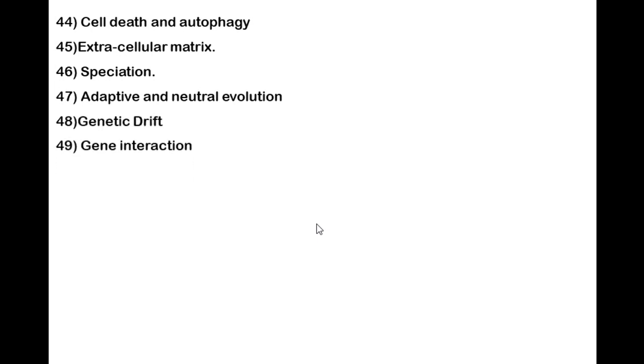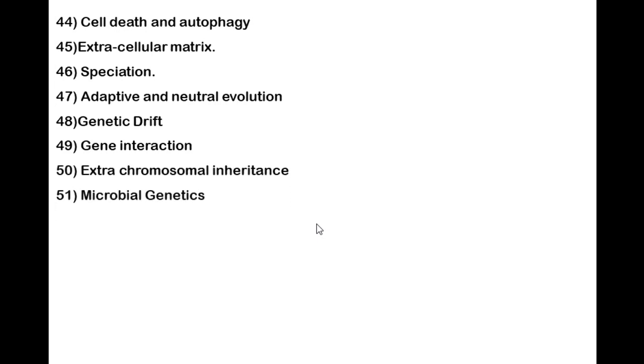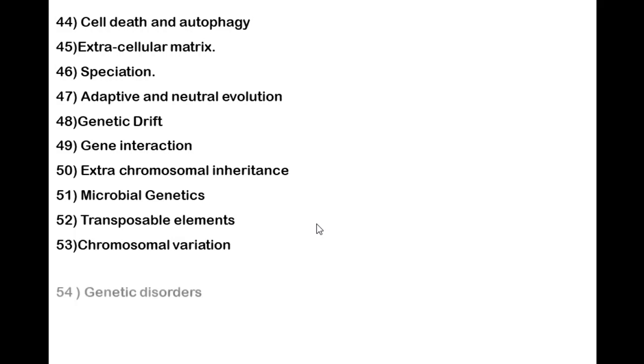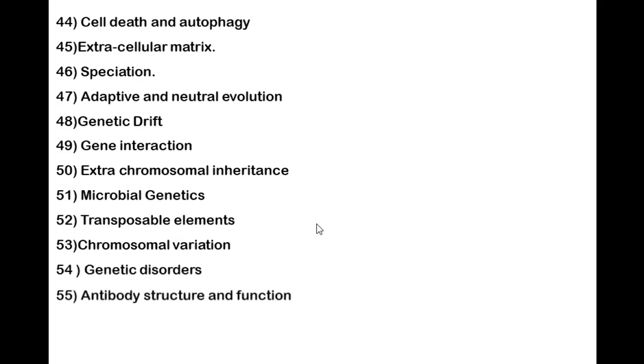genetic drift. And also genetics, you need to study about epistasis, extrachromosomal inheritance, and microbial genetics, which include conjugation, transduction, transformation. Okay, and you need to also know about horizontal gene transfer and gene mapping, and also transposable elements. Okay, next you need to study about chromosomal variation. So for genetics, you can refer to the Benjamin book, that's well good, and most commonly questions are asked from that book only. Next is about genetic disorders, both single gene disorders and chromosomal disorders.